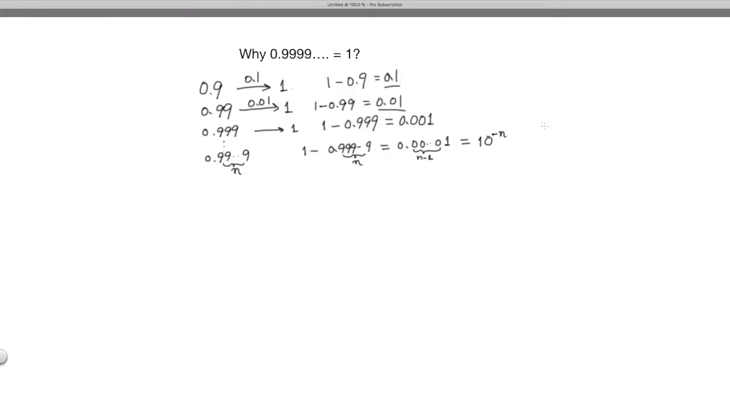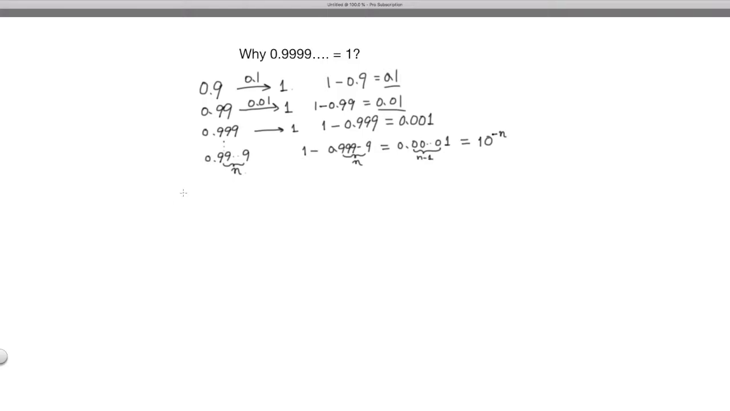Now, this can be a proof that 0.9999 with infinite 9s equals 1, but it uses some very advanced math, especially the idea of a limit. In this video, we're going to show a rudimentary proof that 0.999 forever 9 equals 1. And we're also going to show that the technique used here can be applied to other problems.